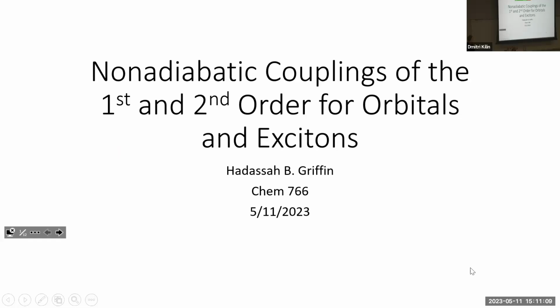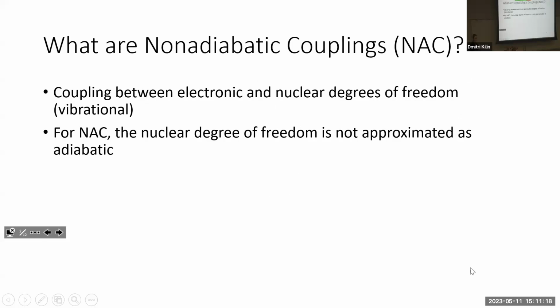All right, so I'll be presenting about non-adiabatic couplings of the first and second order for orbitals and excitons, and there'll be some similar material to what Lola talked about since she addressed non-adiabatic couplings. As for what they are, it's a coupling between the electronic and nuclear degrees of freedom. In the case of nuclear degrees of freedom, that can relate to vibrational degrees of freedom. And in this case, since it's non-adiabatic, the nuclear degree of freedom is not approximated as adiabatic, and I'll explain a little more about that in a moment.